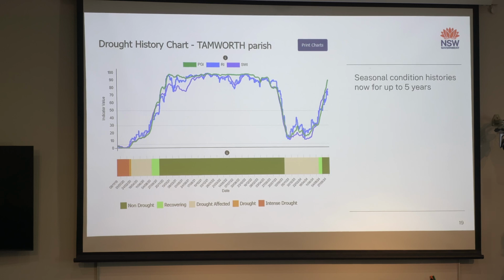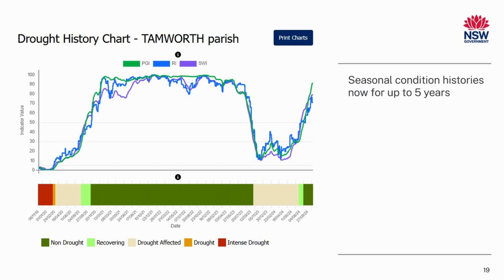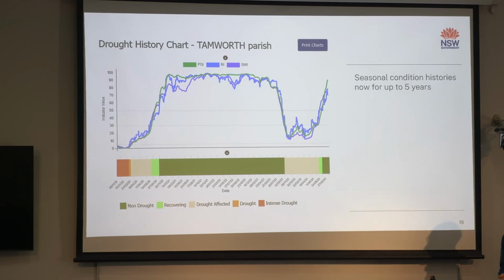We can get more granular now as well. This is a new addition, and now what we can pull up is 5 years. So now going back to 2019. So you can see the dynamic of when we're going above and below these certain thresholds, triggering the drought status or non-drought affected. So you can see at the moment the worms are certainly climbing north, aren't they?